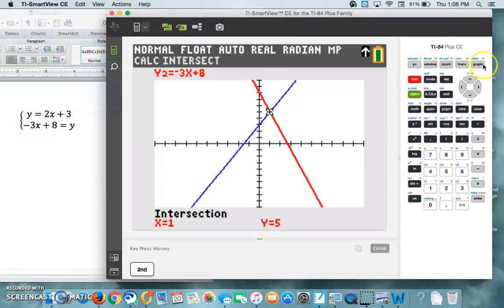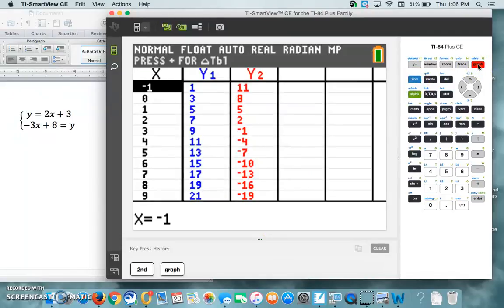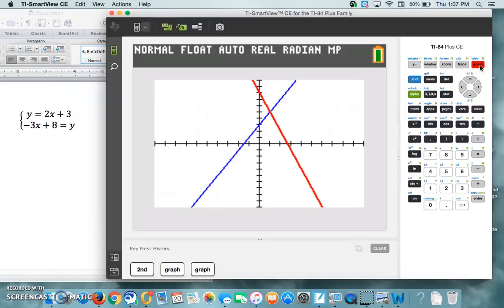And if you're looking in the table, you look in your y columns, so here and here, and you want to scroll up and down. Here we don't have to scroll until we see both y's equal to the same number. So this was a nice example. We pushed graph, got both lines on the graph right away, saw the intersection right away.